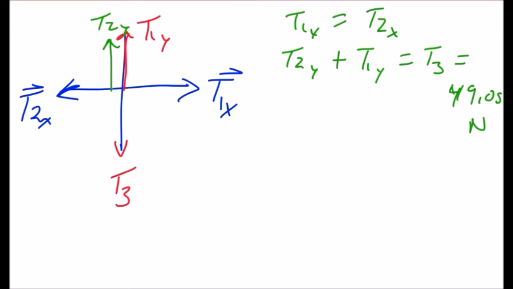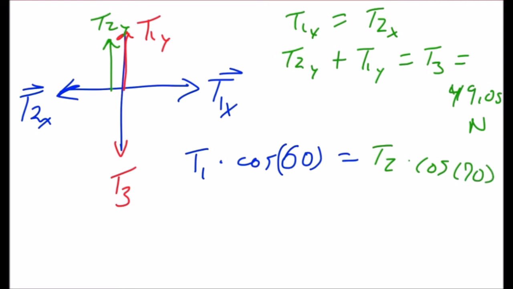Cool, so let's plug that in. Let's say T1 times the cosine of 60. And that right there is T1x, okay? Must be equal to, now let's do T2x. What would T2x's equation be from the other page? Okay, T2 times the cosine of 70.